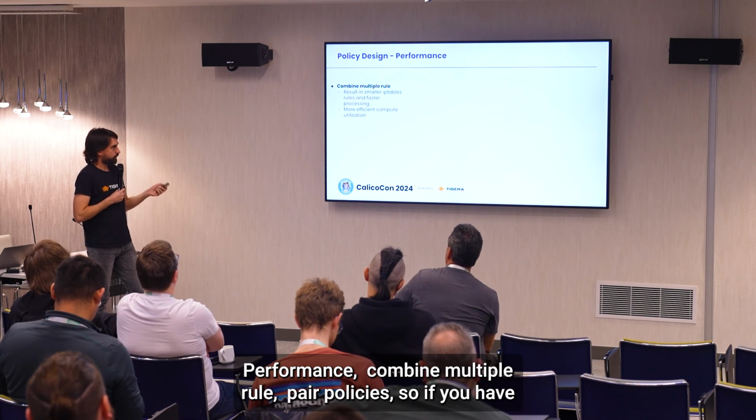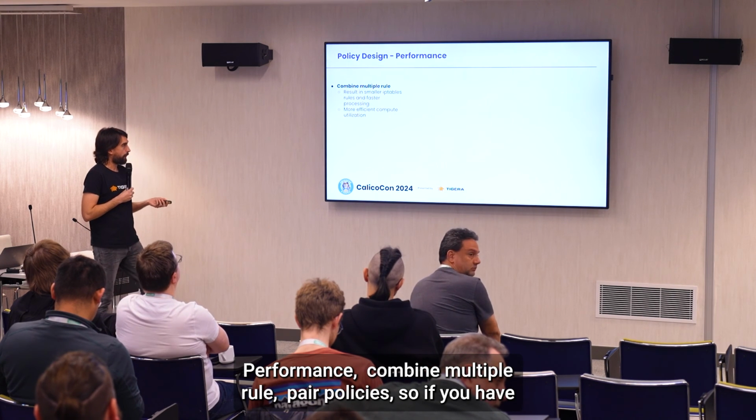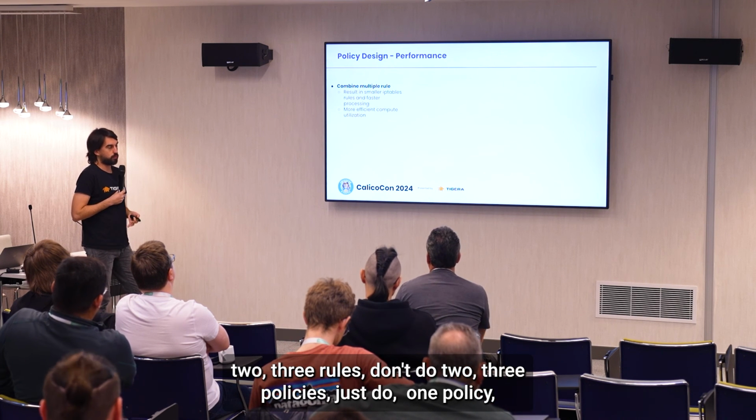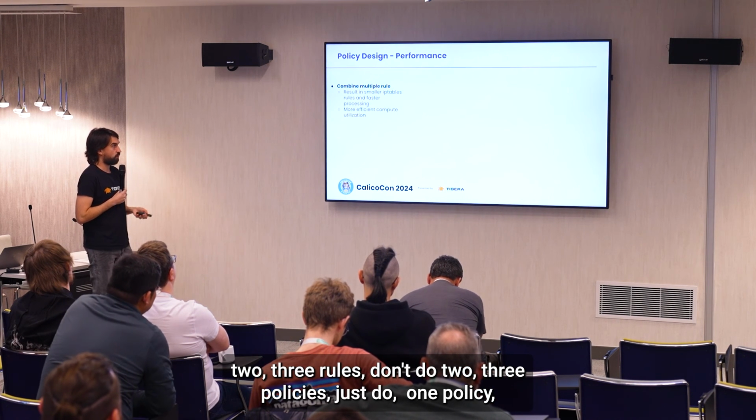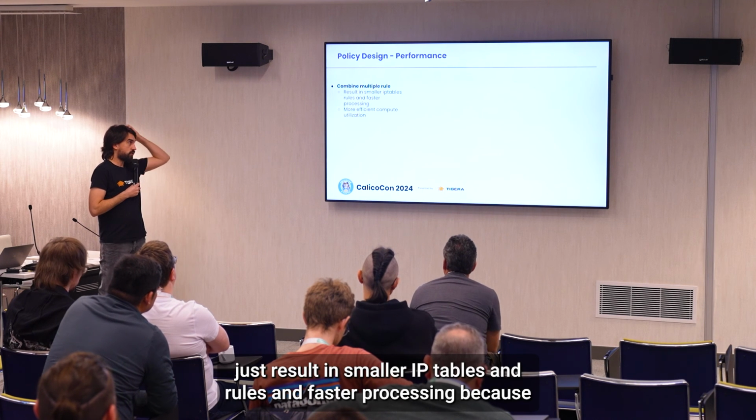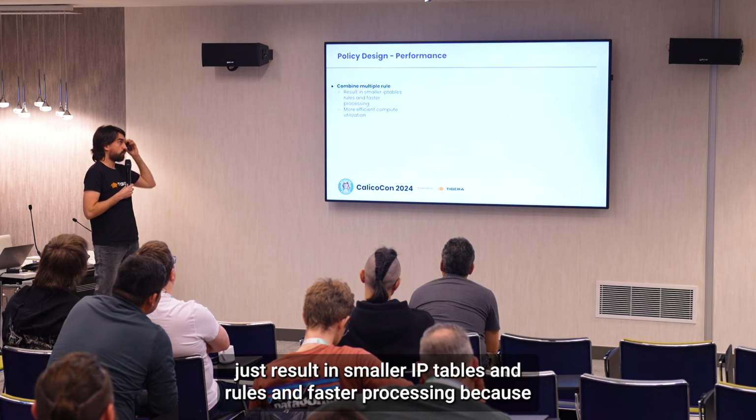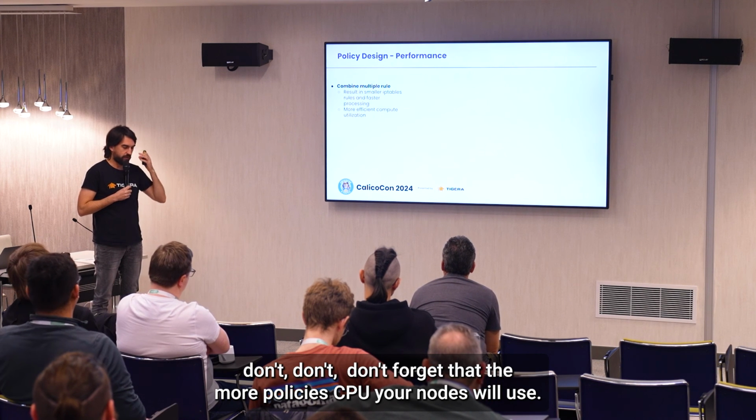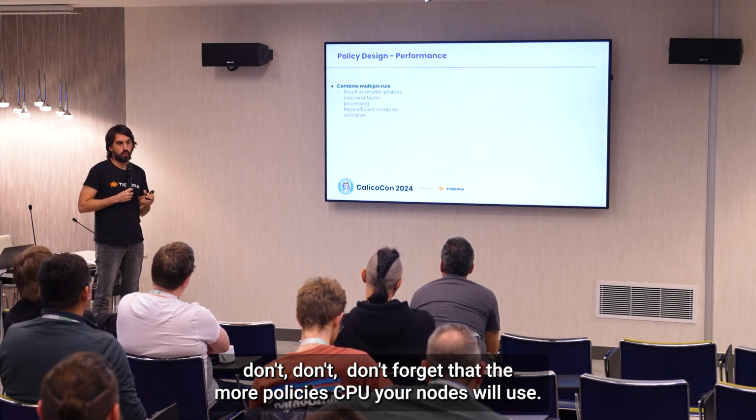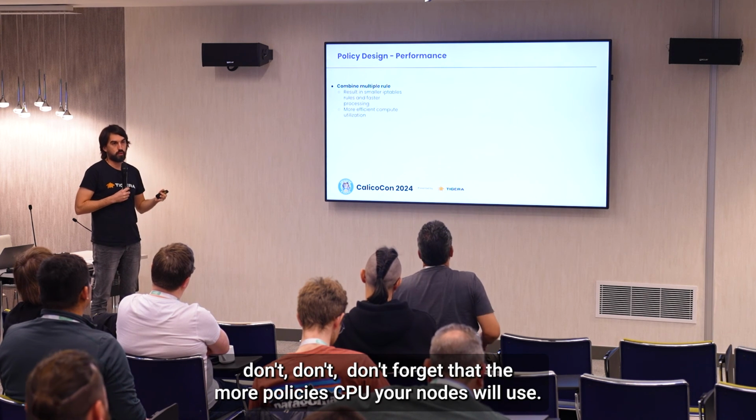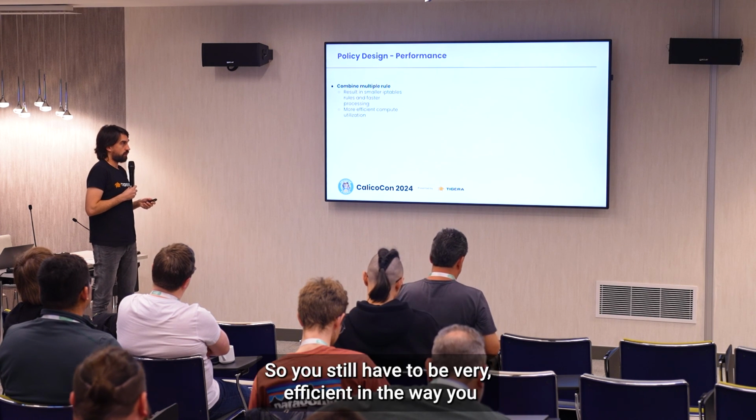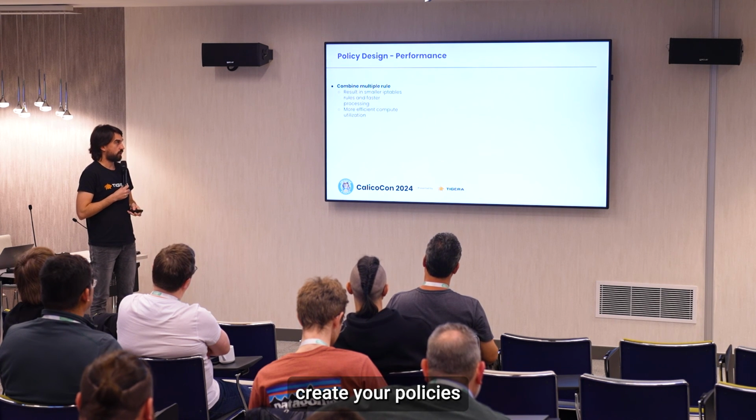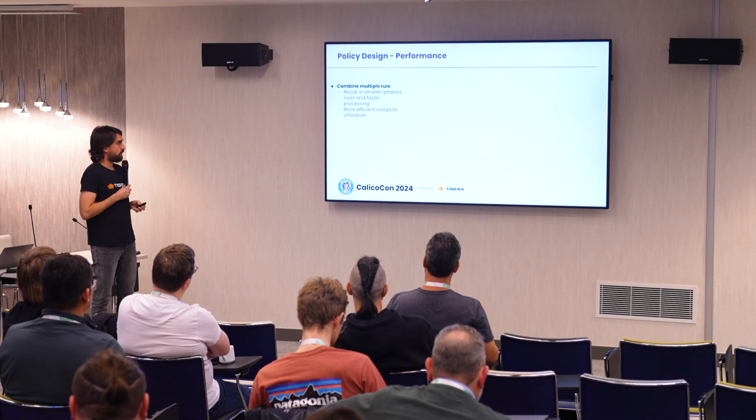Performance: combine multiple rules per policy. If you have 2-3 rules, don't do 2-3 policies. Just do one policy. It results in smaller iptables rules and faster processing. Because don't forget that the more policies you have, the more CPU your nodes will use to read them. So you still have to be very efficient in the way you create your policies.